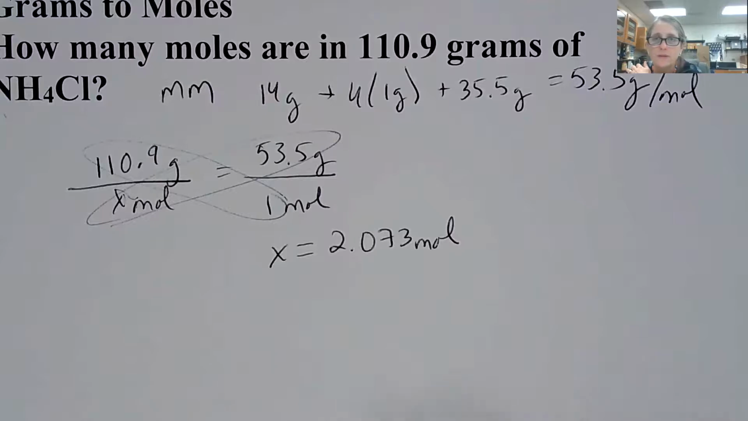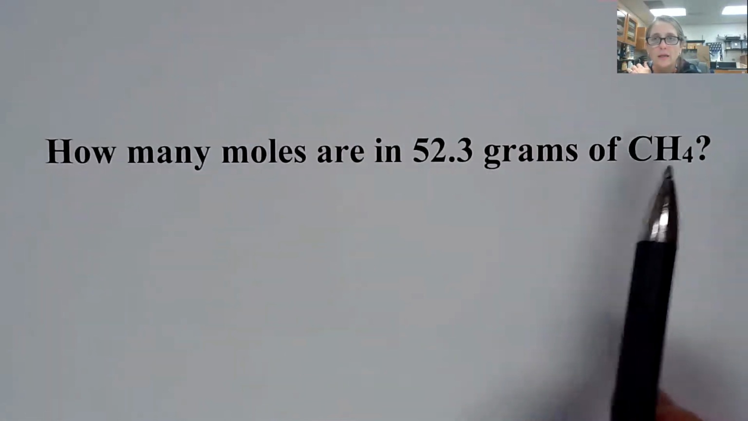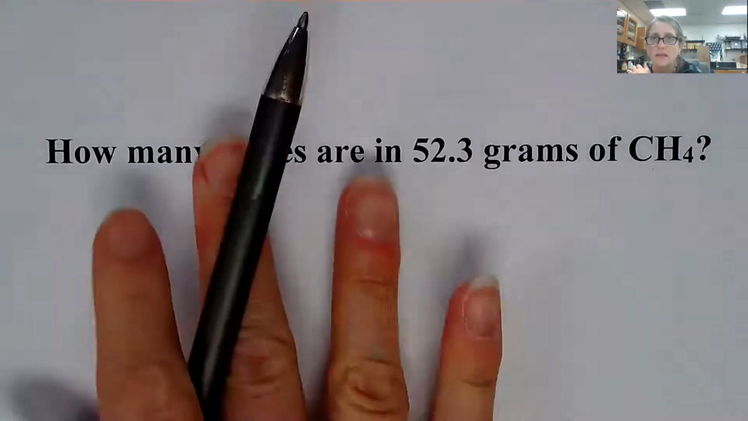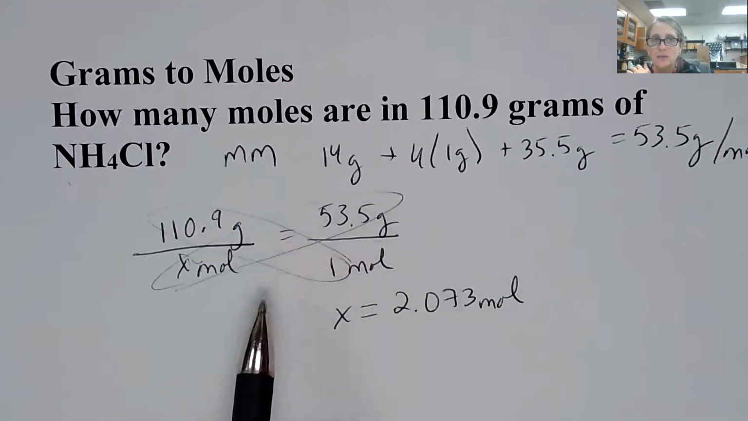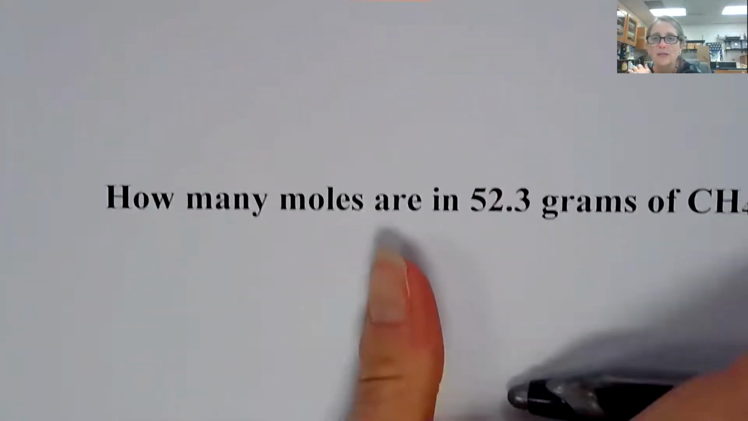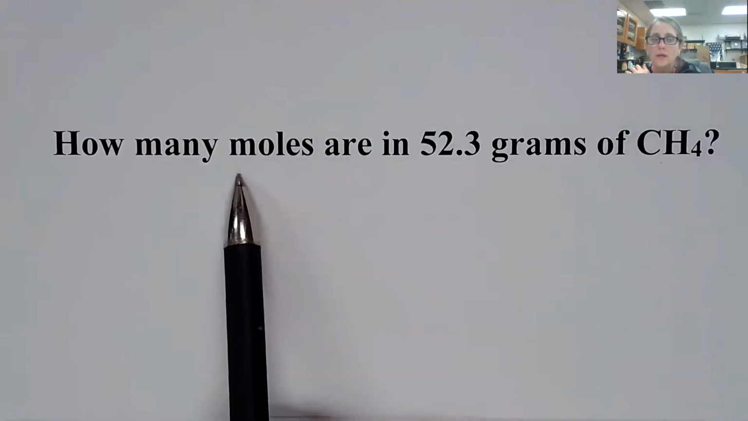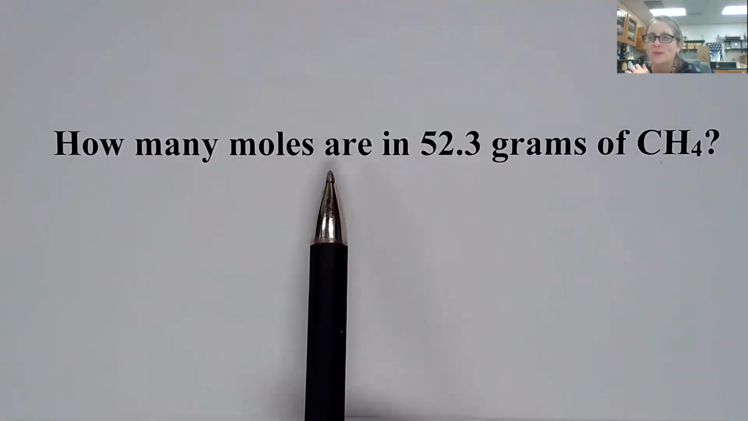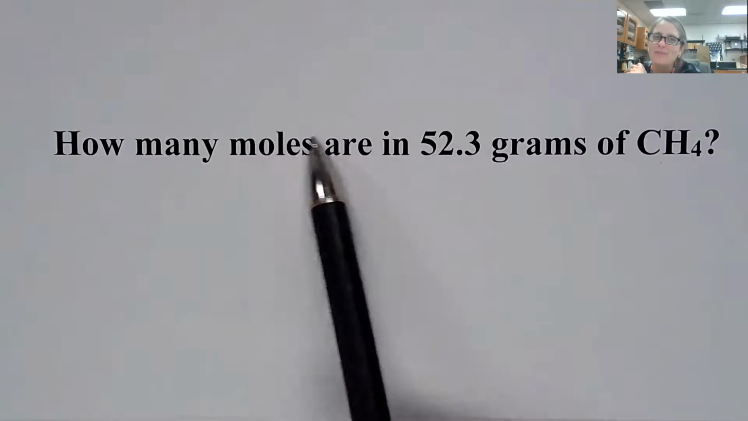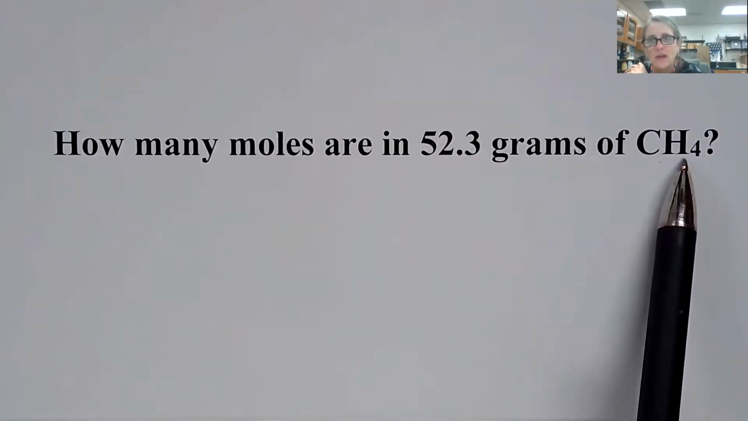The only difference with all of these problems is that you're going to be given a different formula and a different amount of grams, but the setup is exactly the same. Again, you could put moles over grams, that doesn't matter, but I always like to do grams over moles because that is the unit for molar mass. So how many moles are 52.3 grams of CH4, which is methane?